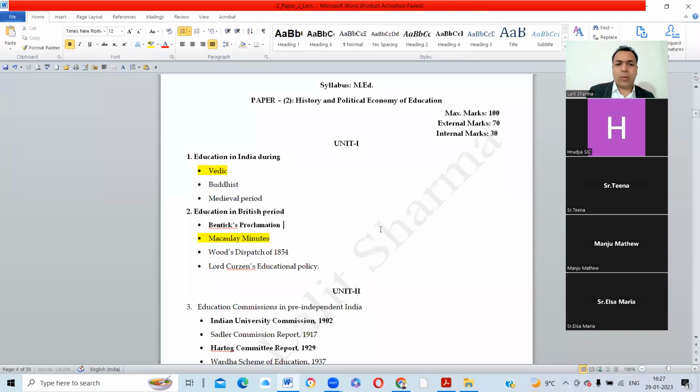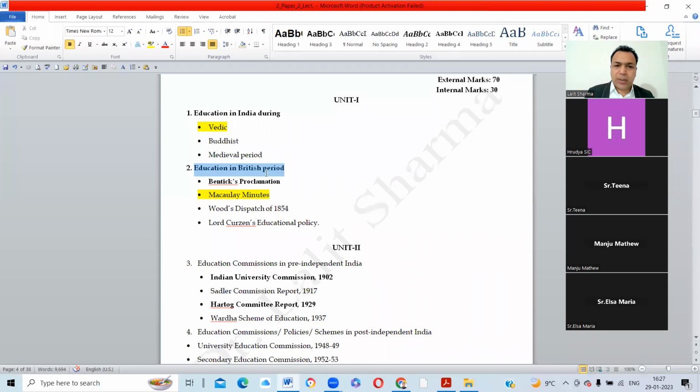Look, Vedic and Macaulay Minute. Okay, so this is the reason I am telling you to at least prepare one chapter. This is chapter 2. All the 4 questions in chapter 2 should be on your fingertips. It doesn't mean you have prepared 2 questions from here and 1 or 2 questions from there. Whatever the topic, whatever the chapter, you have to prepare completely. Only then can you claim that you are able to attempt the long questions of 14 marks, right, guys?